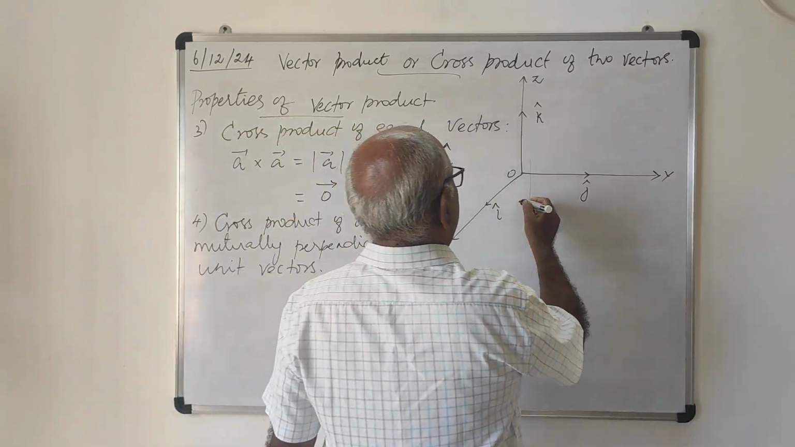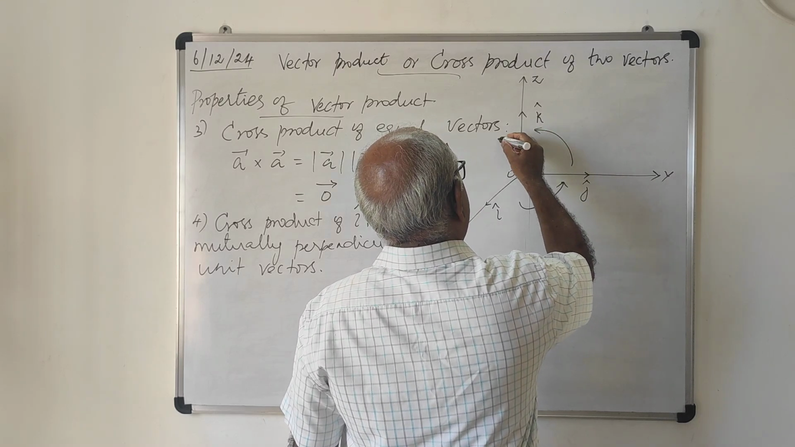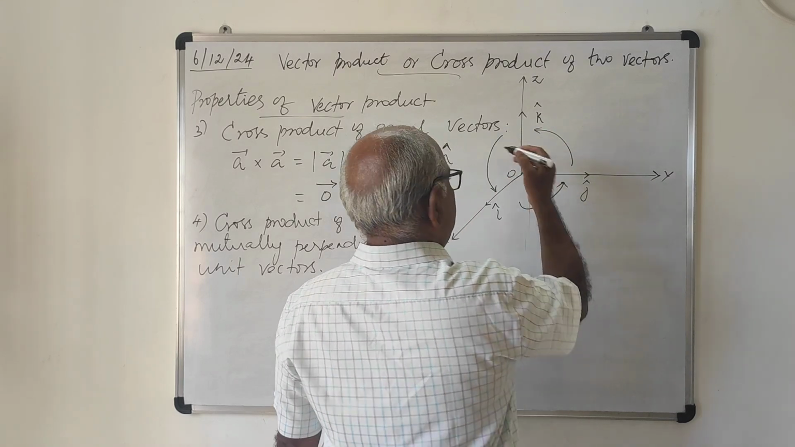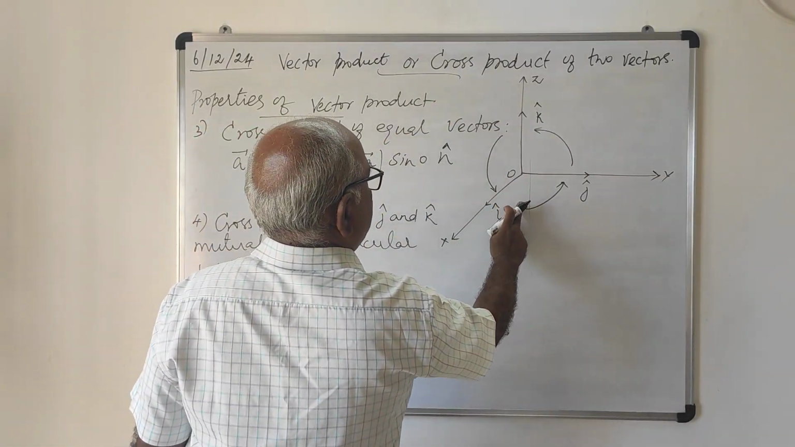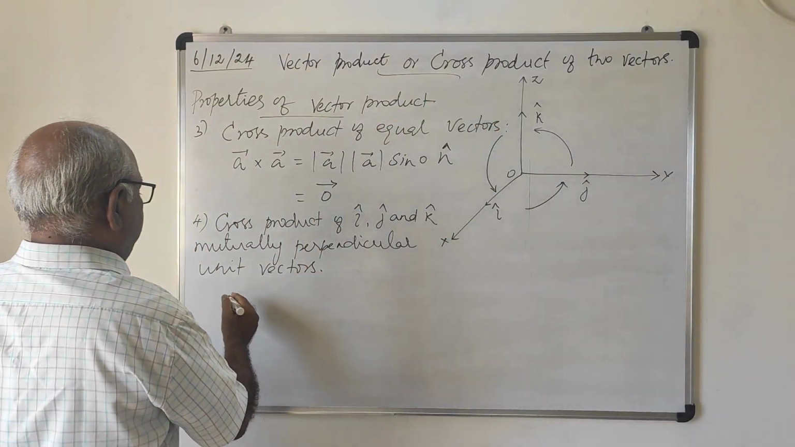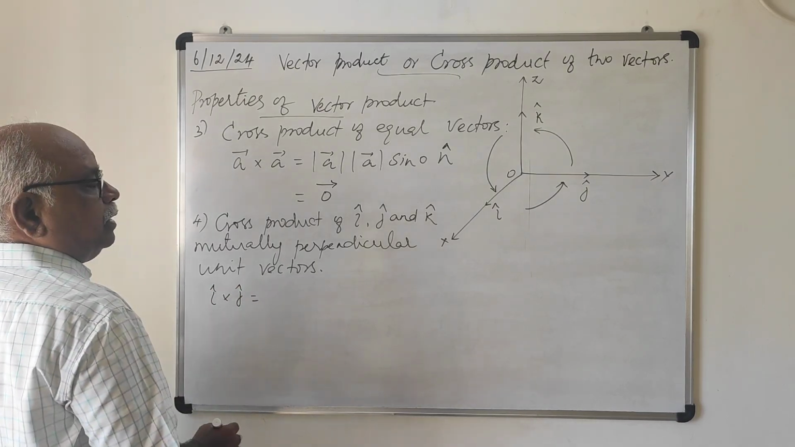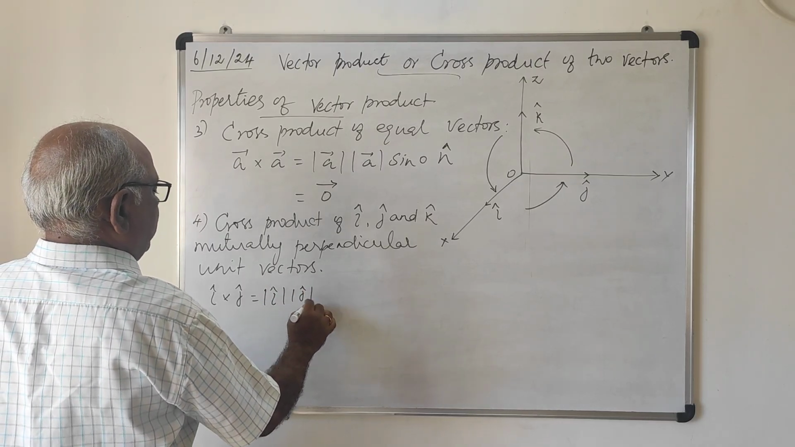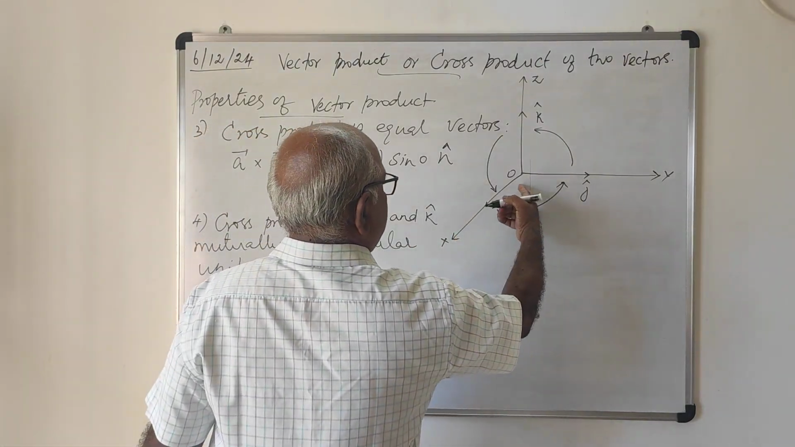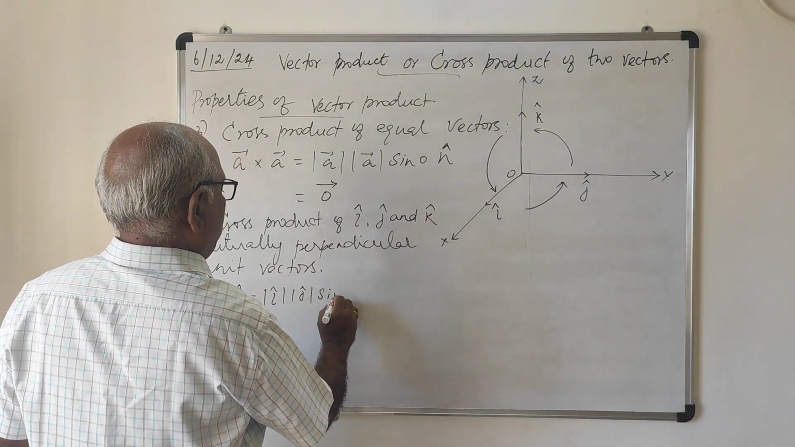We have to find out I cross J, J cross K and K cross I, in the anti-clockwise direction first. I cap cross J cap is mod of I into mod of J into sin of the angle between I and J. The angle is 90 degrees because they are mutually perpendicular, so you will get sin pi by 2.